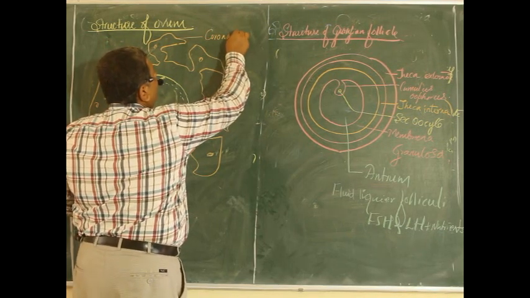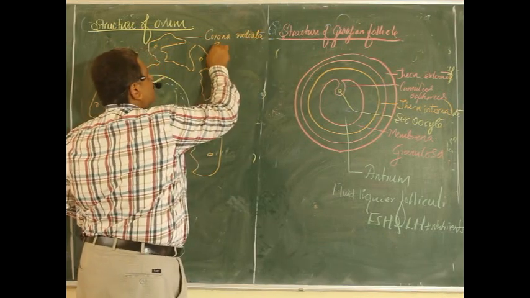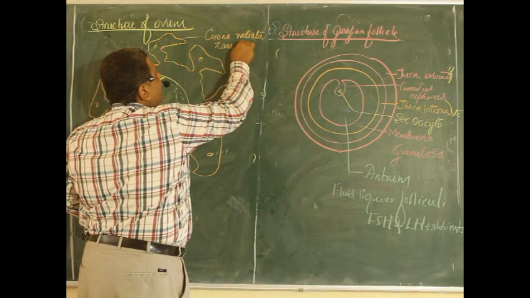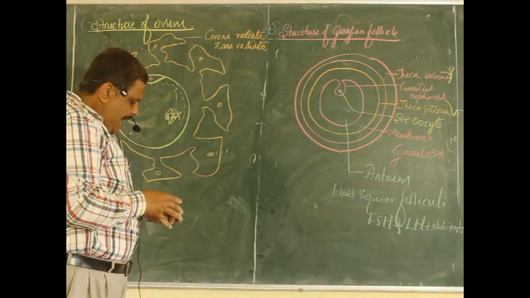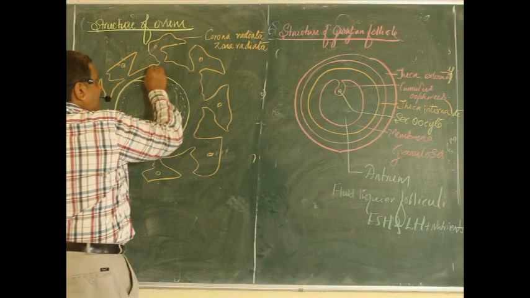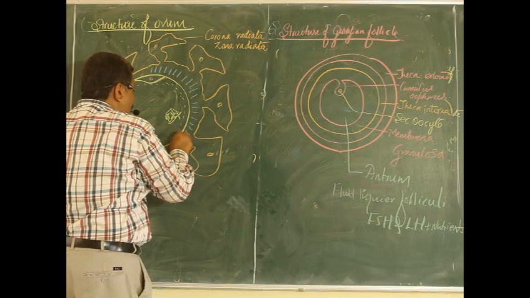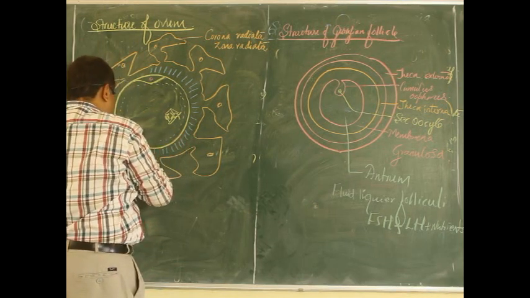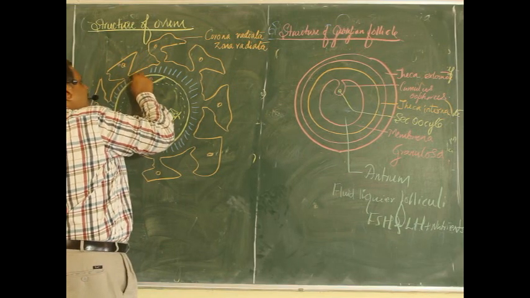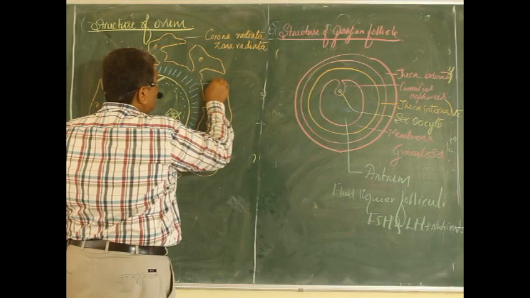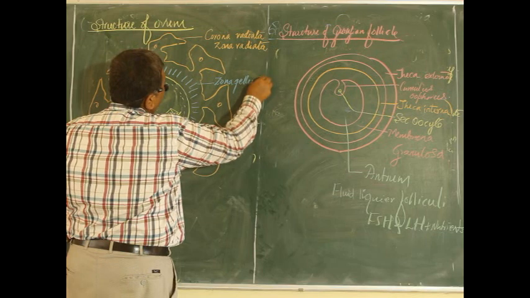Corona radiata. Or it is also called zona radiata. Zona radiata. And the next layer after zona radiata is called zona pellucida.